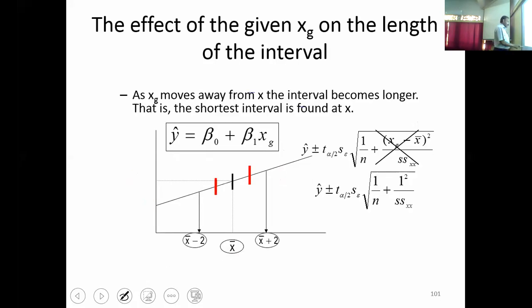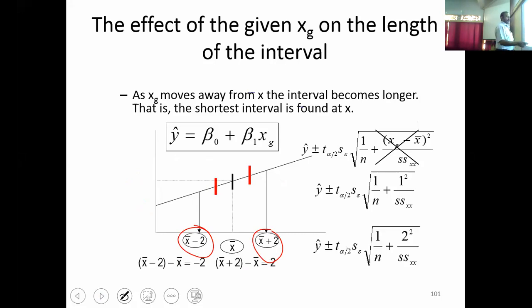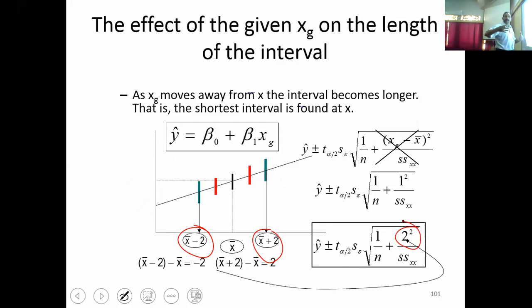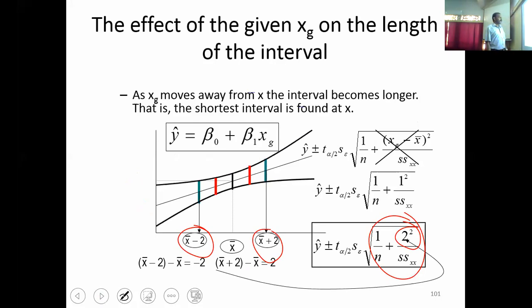Similarly, if you go for the second point, that is plus 2 and minus 2, the calculation will be 2 squared. So this component becomes larger and larger. So likewise, at last you can say the confidence interval is as such. The shortest confidence interval you can find here at the x bar, and if you go away from x bar, you can see the confidence interval becomes wider and wider.